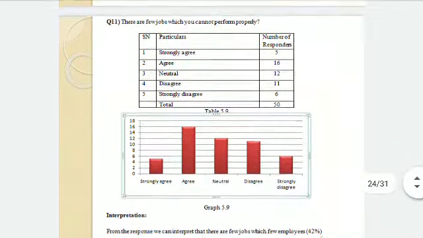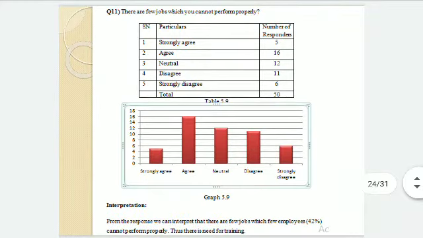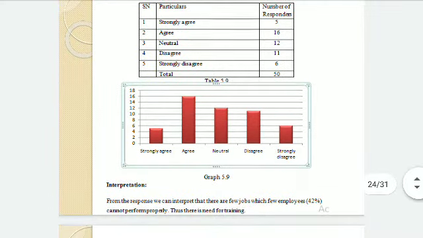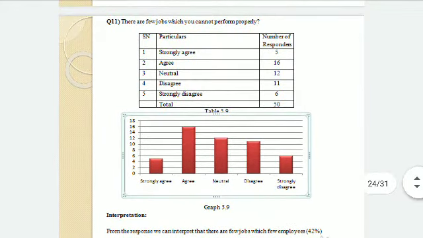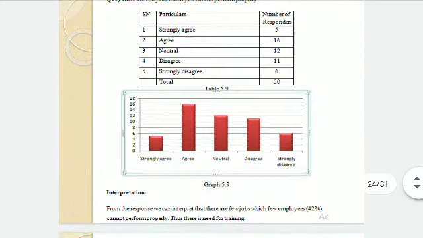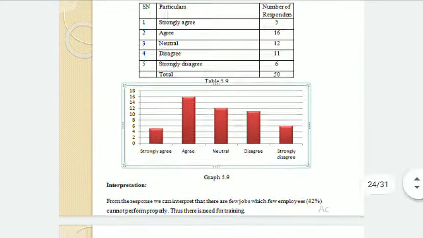So one sample I have taken. Here is a survey and one question: there are few jobs you cannot perform properly. Strongly agree, and so on; such a type of Likert scale is used. After that, 50 was the response size, the sample size, and a graph is prepared, and after that graph there is interpretation by the student. So if you are going to prepare a questionnaire with 20-25 questions, then for each question you have to draw this type of data table, then graph and interpretation. So naturally your chapter will be of 20-25 pages.